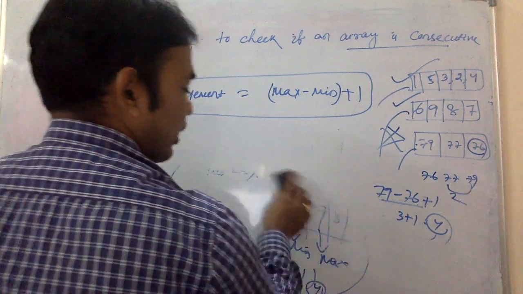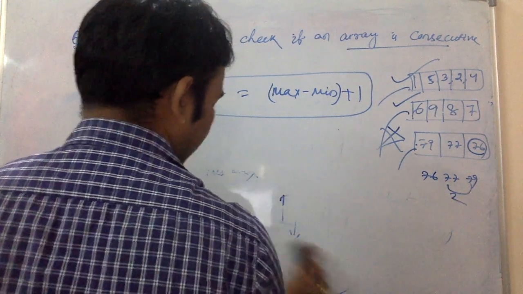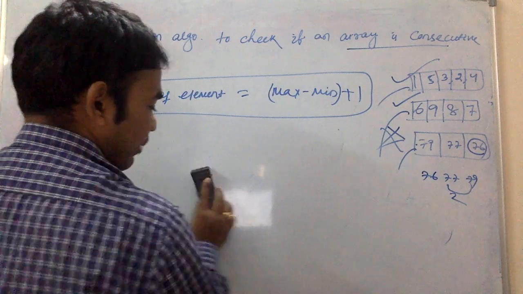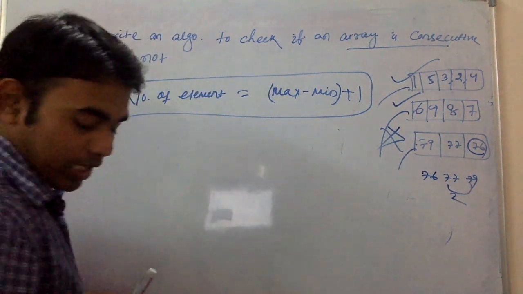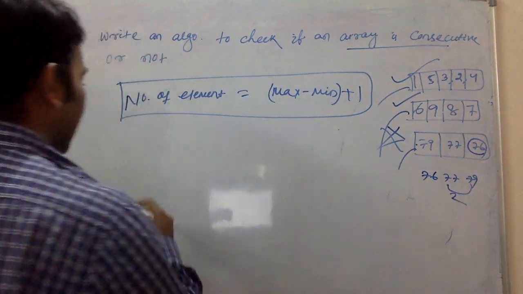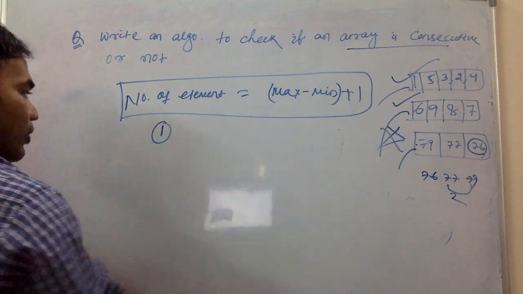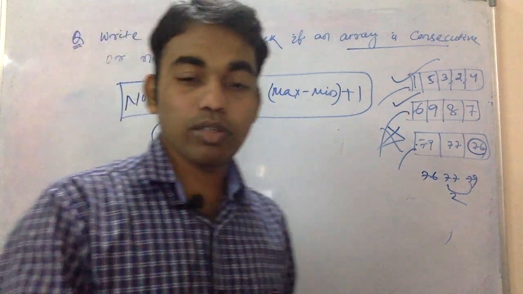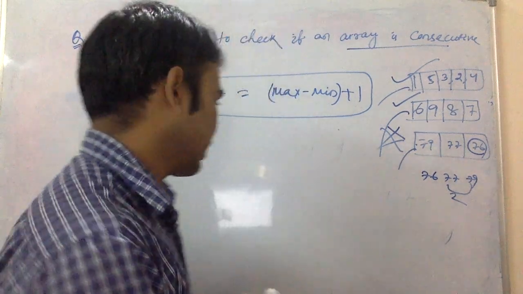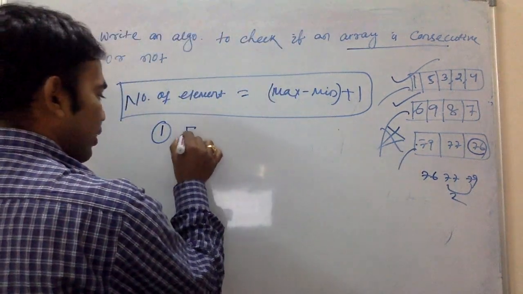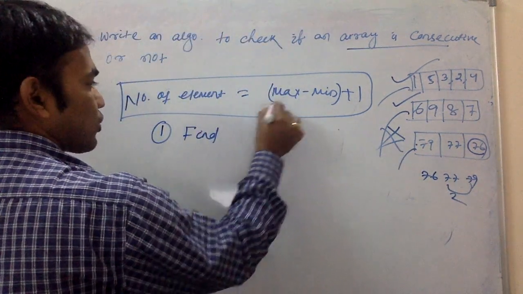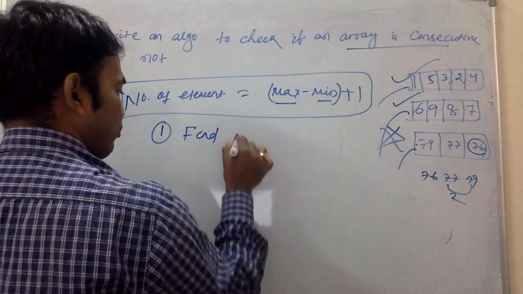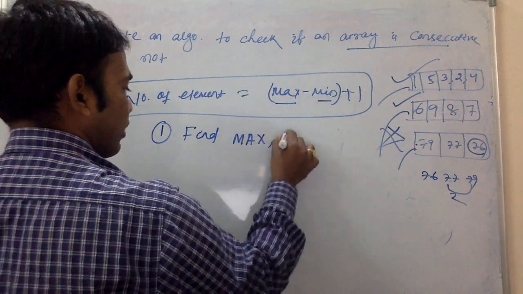Let us write down the algorithm for this particular problem. A better algorithm actually. We have already written an algorithm which takes n log n, but that's okay. We are writing another algorithm. So just tell me, what will be the algorithm for this? First of all, you need to find out two things: max and min.